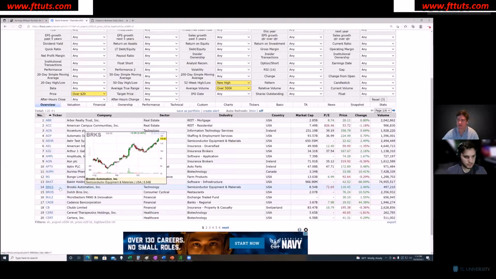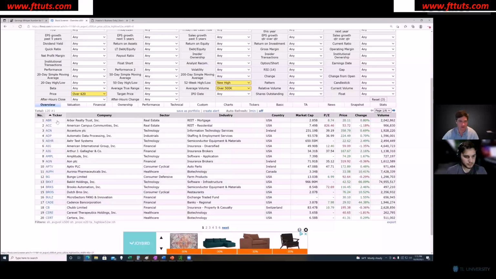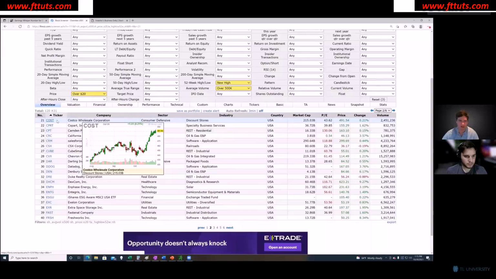So when I see it here, it's kind of kicking me when I'm down. But this thing, it looks attractive. I already have it on a list. Bros we've talked about. But so, you're just kind of scrolling through and seeing what is attractive. Costco, love it. Just doesn't have the beta for me to trade. Great one for the long-term account, I think.